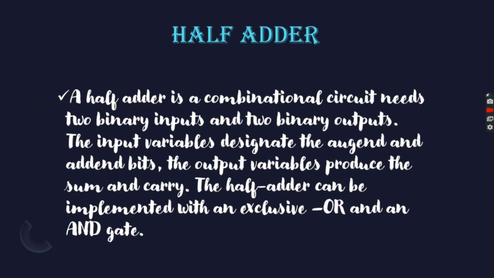Half adder. A half adder is a combinational circuit that needs two binary inputs and two binary outputs. The input variables designate the augend and the addend bits. The output variables produce the sum and carry. The half adder can be implemented with an exclusive OR and an AND gate.